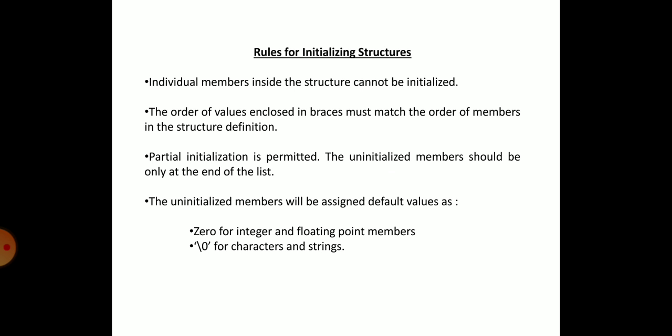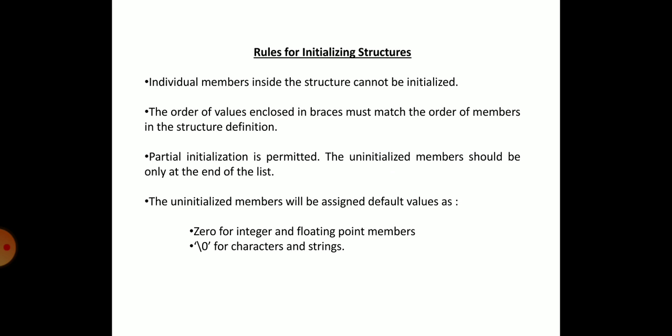And next one is, it is permitted to have a partial initialization. That means if we declare four structure elements, even after declaring four variables inside a structure, we can initialize only two variables of the structure. So partial initialization is permitted, and we can initialize only the first few members and leave the remaining blank. The uninitialized members should be only at the end of the list.